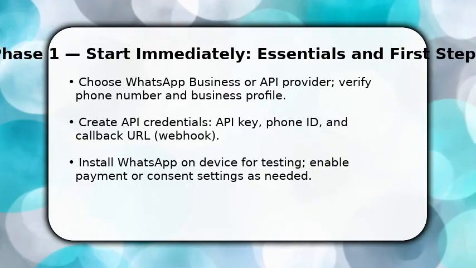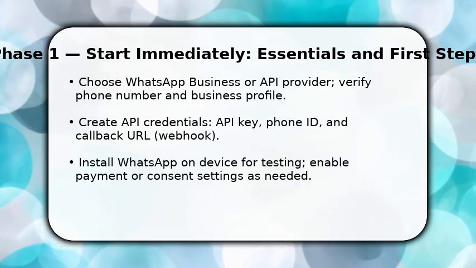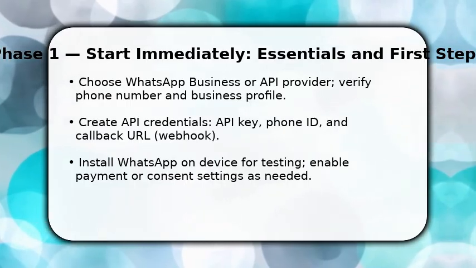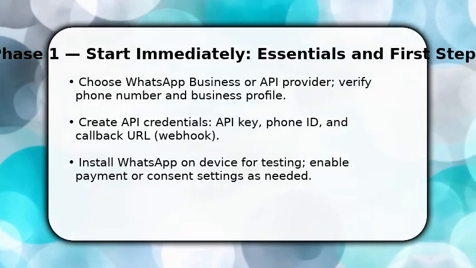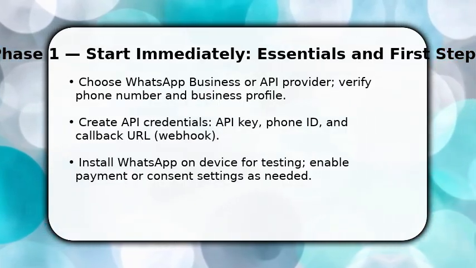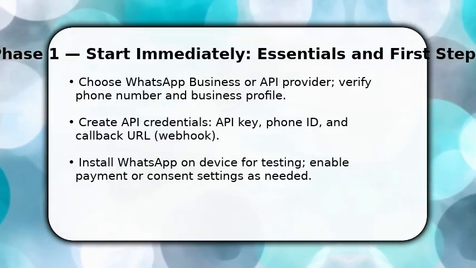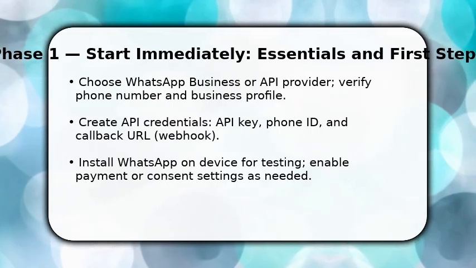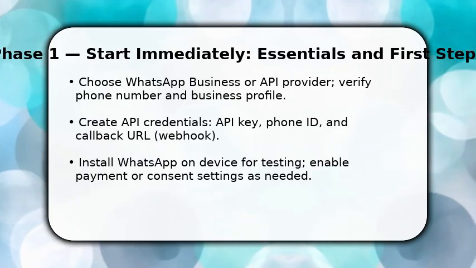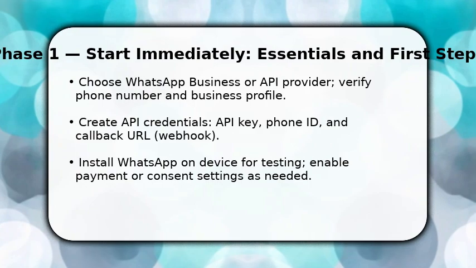You start by preparing the essentials. Verify a phone number in WhatsApp Business and register an API provider so you can send automated messages. Once done, generate API credentials, API key, phone ID, and a secure callback URL, and copy them to a safe place. Next, install WhatsApp on a test device and link the number. This lets you confirm delivery and read receipts. Make sure to enable any required business settings, because without them, your chatbot cannot send templates or interactive messages.